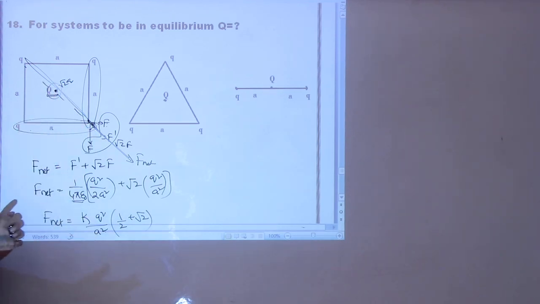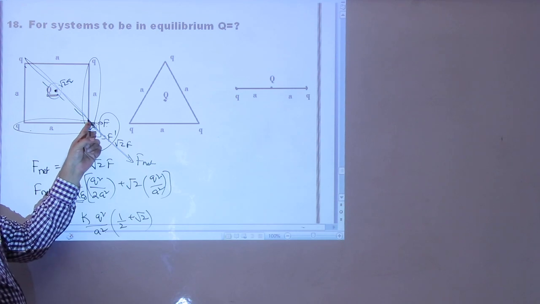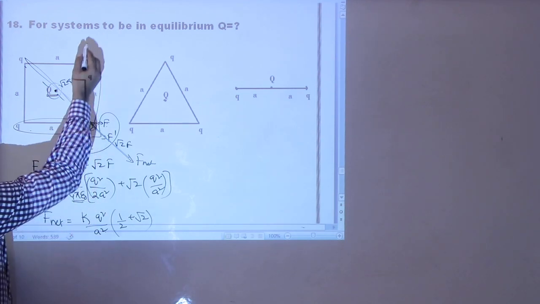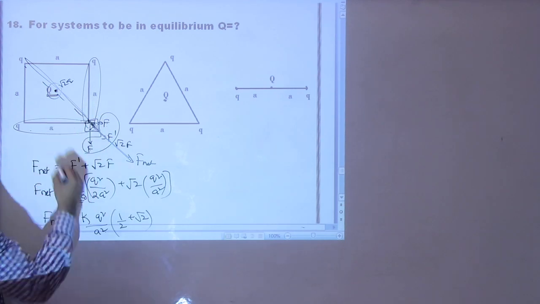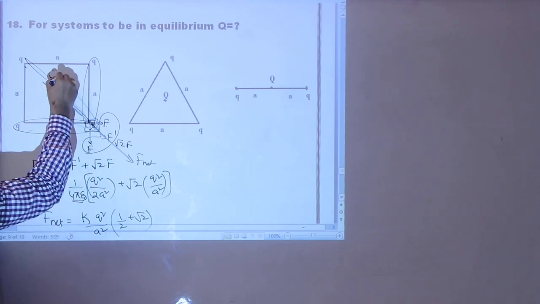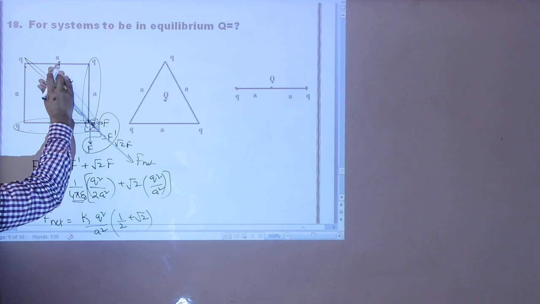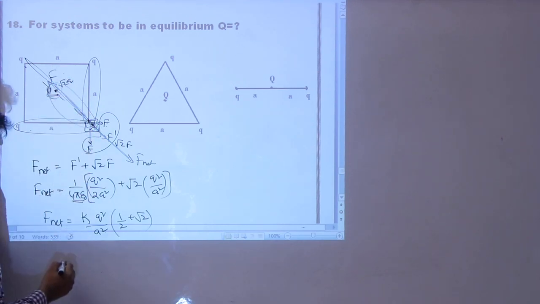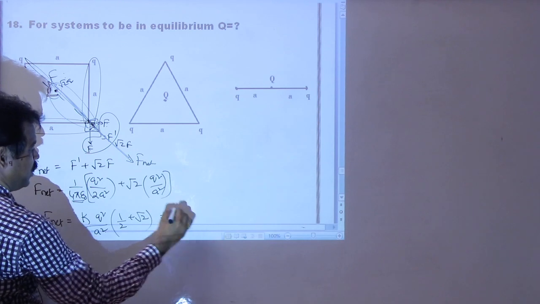And for this charge to be in equilibrium, these two must attract each other so that the net force on this will become 0. So equilibrium means the force on any charge must be equal to 0. So these two, let us say, attract in this direction. This is the net force which is acting in this direction between these two charges.